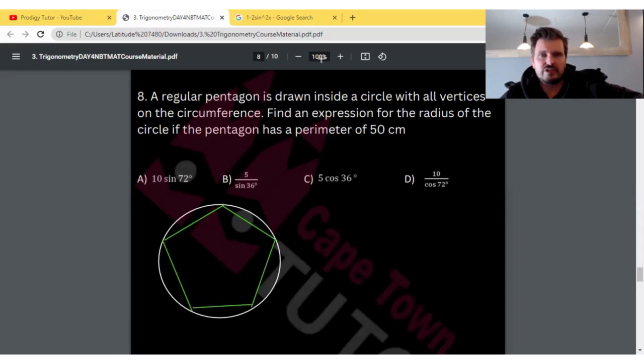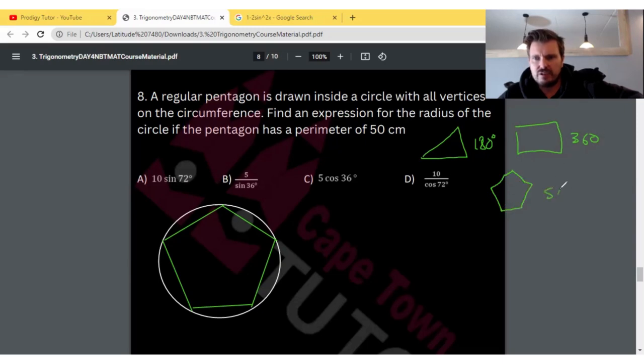Now, a few tricks about this. Remember that a triangle has 180 degrees internal angles. A square has 360. What's happening each time? You're adding 180. So remember, a pentagon, 360 plus 180 is 540. And because it's regular, each of these angles would be 540 divided by 5, which would be 108. So each of these is 108.